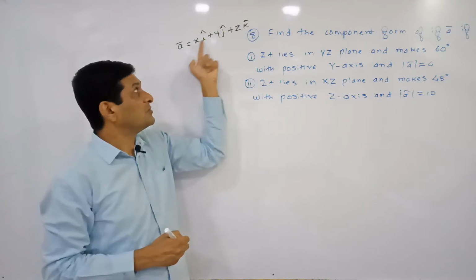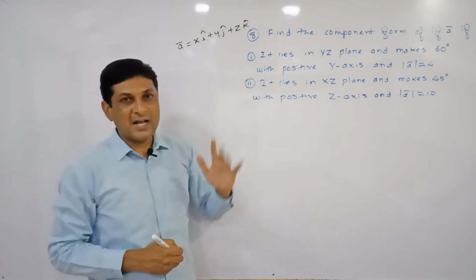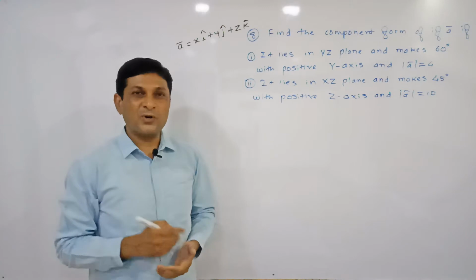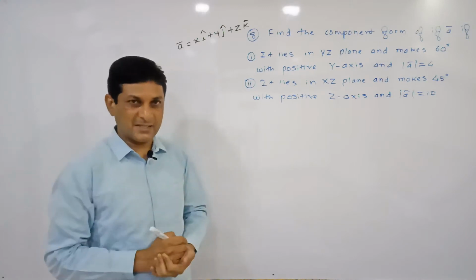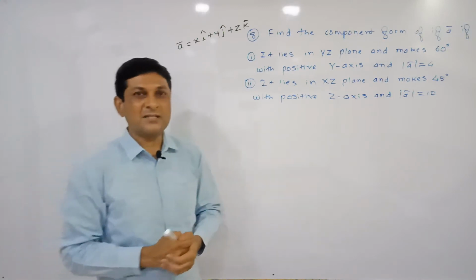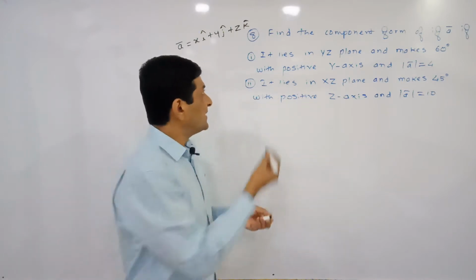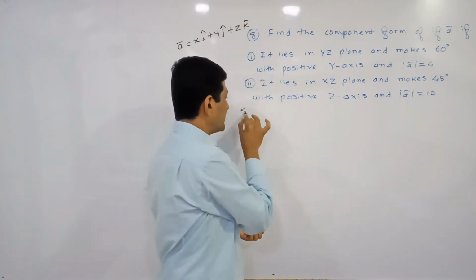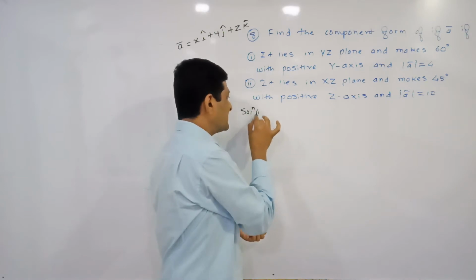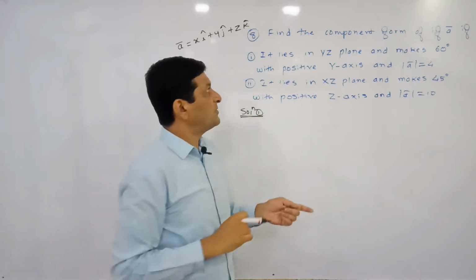Where x, y and z are called components along the x, y and z axis, and this representation is called component form or Cartesian form. Okay, so let us try to solve the first example. In the first example, let us make use of the given condition.